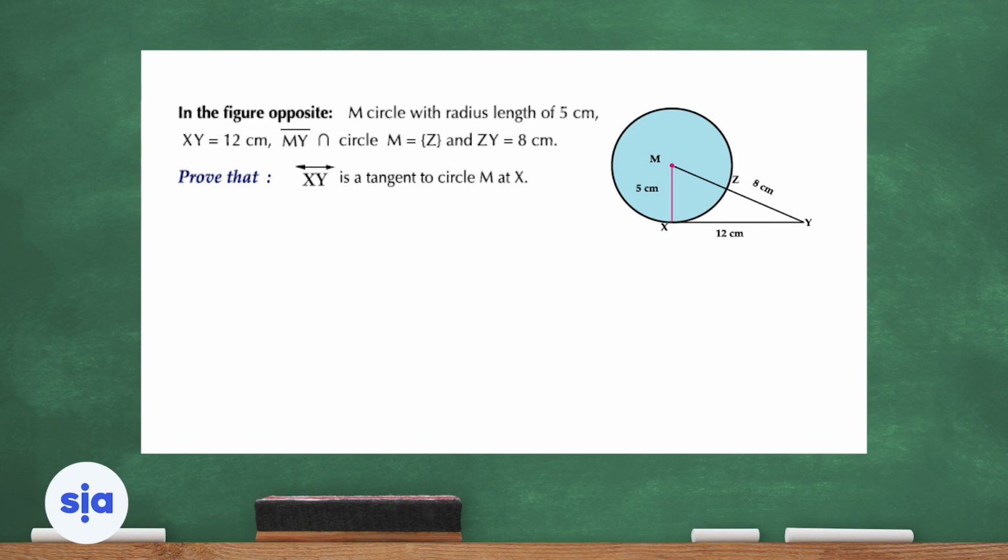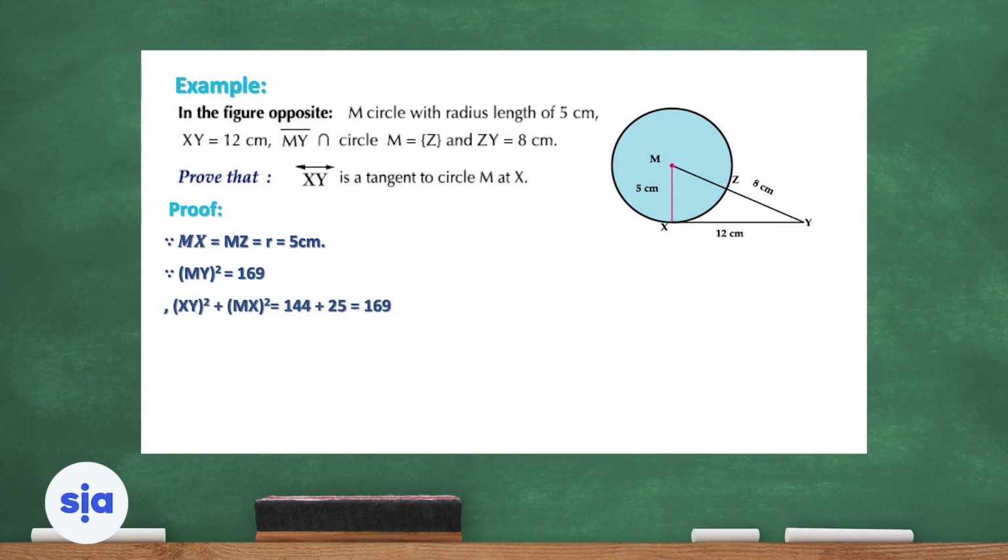Now, as you can see, the radius of this circle is 5 centimeters, and all radii are equal in length. So MX equals 5 centimeters, and MZ is as well 5 centimeters. So if MZ is 5 centimeters, the whole MY is 8 plus 5, which is 13. Now, to check that it is a tangent, if it's a tangent, it will form a right angle at angle MXY. So let's check this.